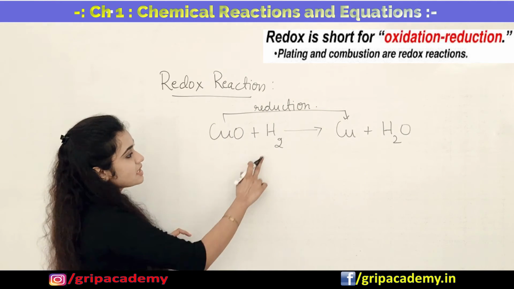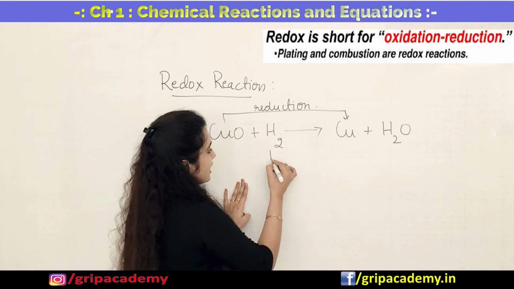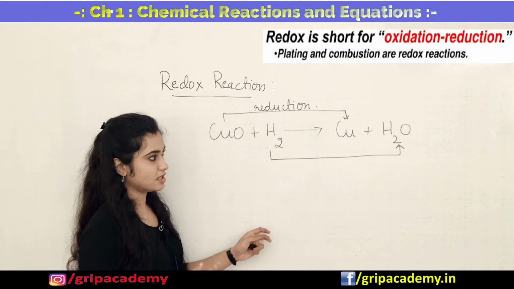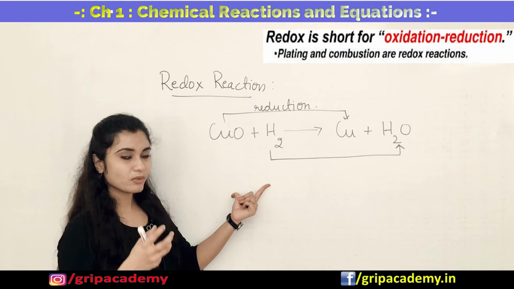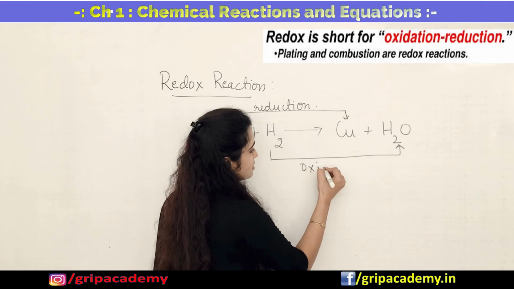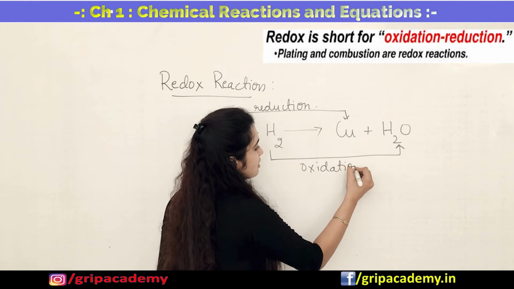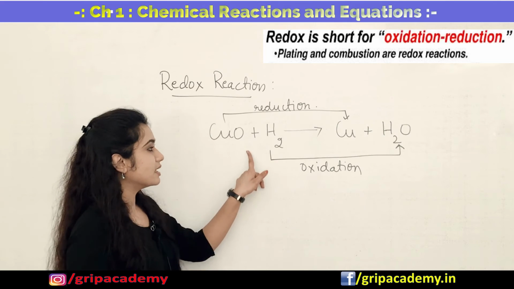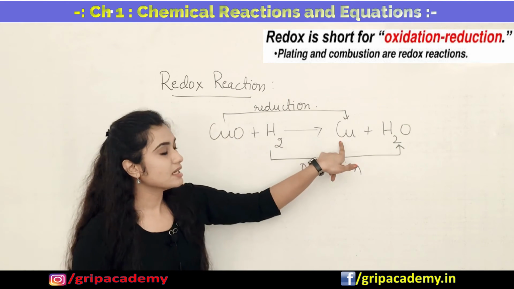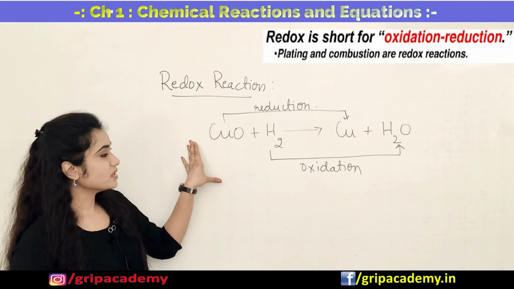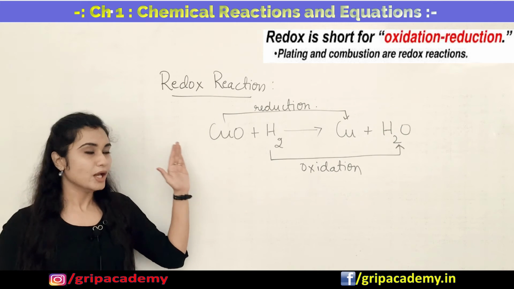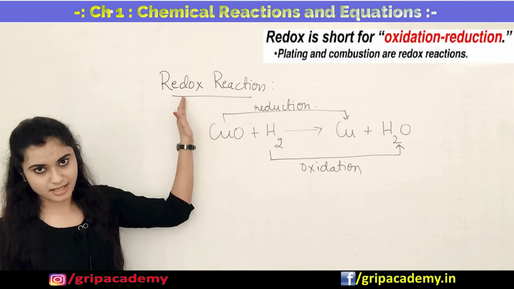And now if you see, hydrogen is being added with the oxygen. So if there is an addition of oxygen, what can you call it? You can call it oxidation, right? So hydrogen is undergoing oxidation and CuO is undergoing reduction. So this reaction in which oxidation and reduction are happening simultaneously, you can call a redox reaction.